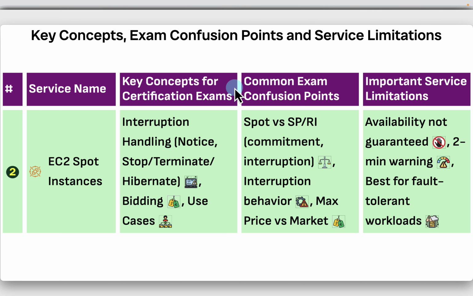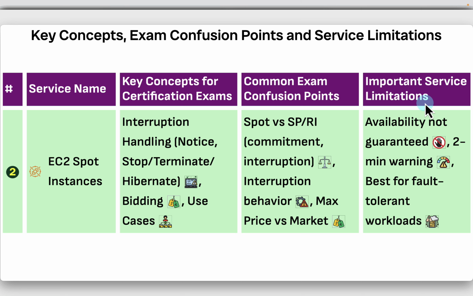Some key concepts for the exams are interruption handling, like there is a notice, stop, terminate, and hibernate, bidding, and use cases. Common exam confusion points are spot versus Savings Plans and Reserved Instances, where you have a commitment and there is no interruption, whereas this one can be interrupted. And know the interruption behavior, and max price versus market price.